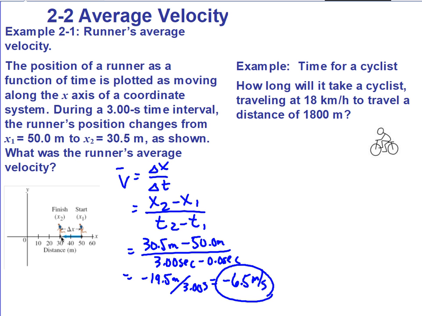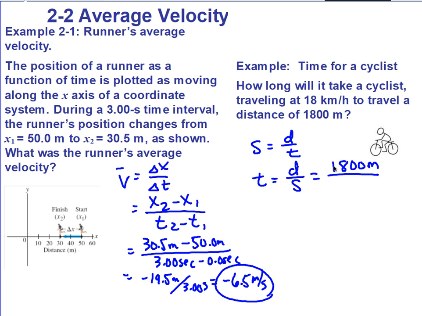Let's take a look at another example. Time for a cyclist. How long will it take a cyclist traveling at 18 kilometers per hour to travel a distance of 1,800 meters? Again, let's see, speed or velocity. I guess it has distance here. I'm going to go ahead and just say speed, distance over time. I'm going to solve that for t. For those of you that loved algebra, this is your chance to shine. Looks like I love algebra. I did that correctly. 1,800 meters of distance.